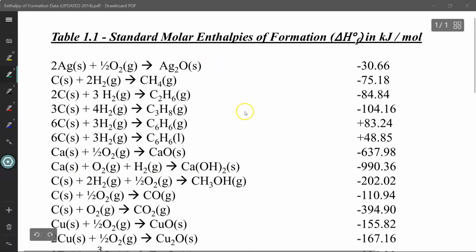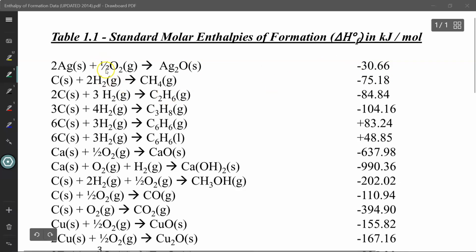Now they're called molar enthalpies of formation because they describe the energy change when you're trying to form 1 mole of this particular substance from elements in their pure natural state. So in this case, if you wanted to form 1 mole of Ag2O from its elemental building blocks, it would require 30.66 kilojoules of energy to be released. So this would be an exothermic reaction.